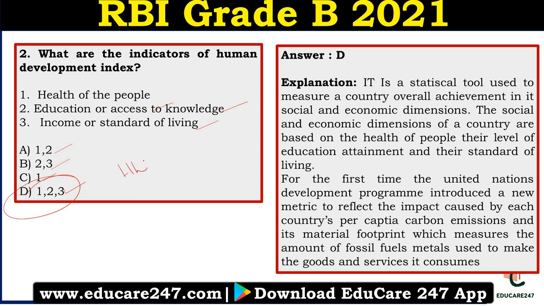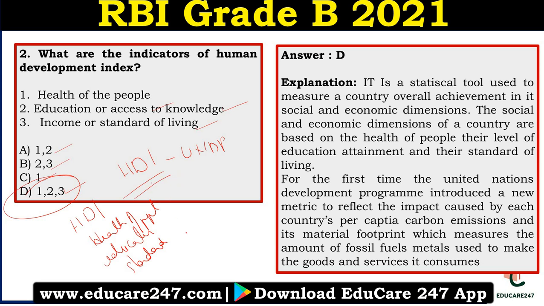So we saw the Human Development Index is published by the UNDP, and to publish this report it will be based on certain indicators. This report is based on 3 indicators, that is the health of the people, the education which they get or the access to education, and the standard of living. These are the 3 indicators for the Human Development Index, which is published by the United Nations Development Program.